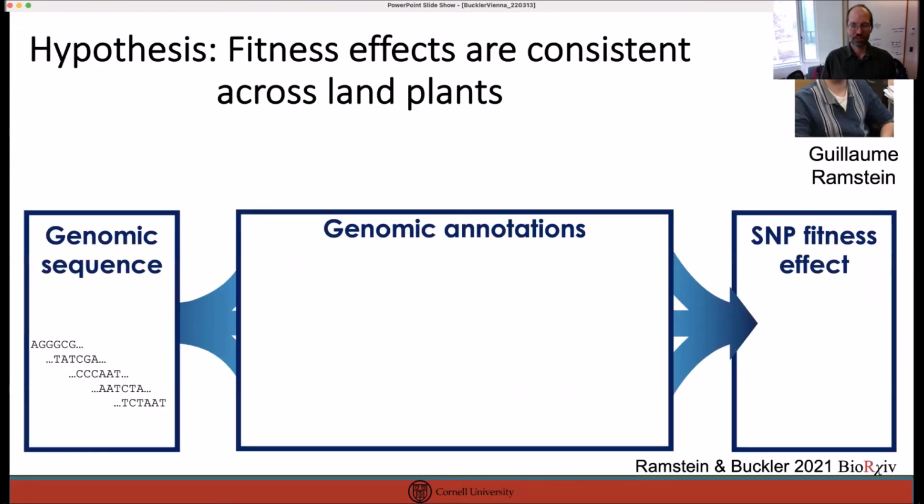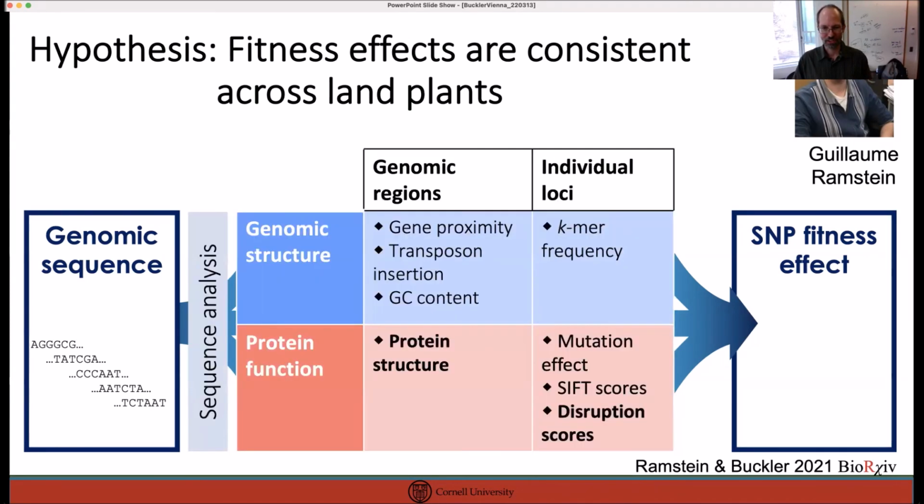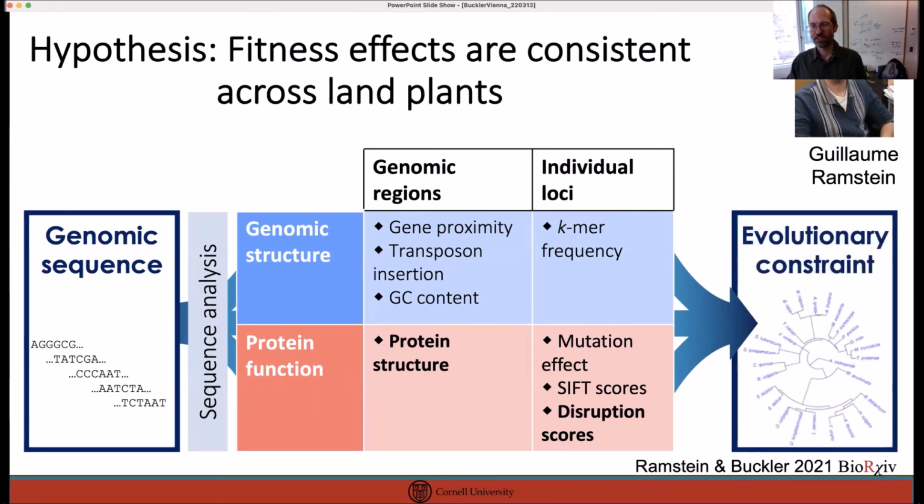And so Guillaume then asked the question, do we have potentially too much noise in these GERP estimates, these evolutionary estimates that are out there, and how can we add other additional genomic annotations? And so what he did was he essentially scored each genomic region and each protein for both protein structure disruption scores, and so on. And then he used those as predictors to try to predict evolutionary constraint.